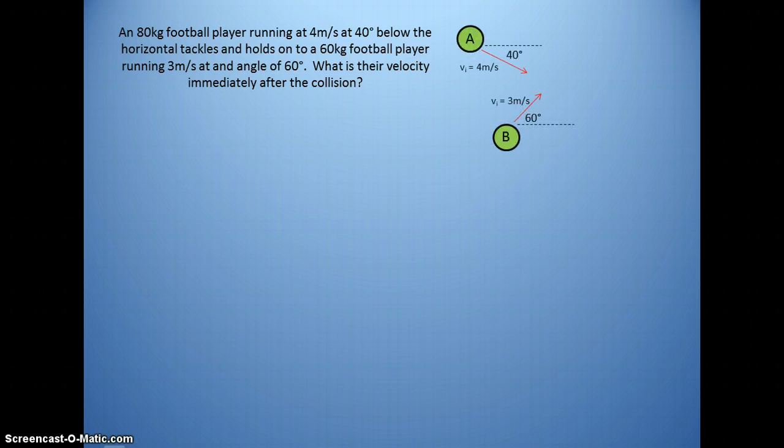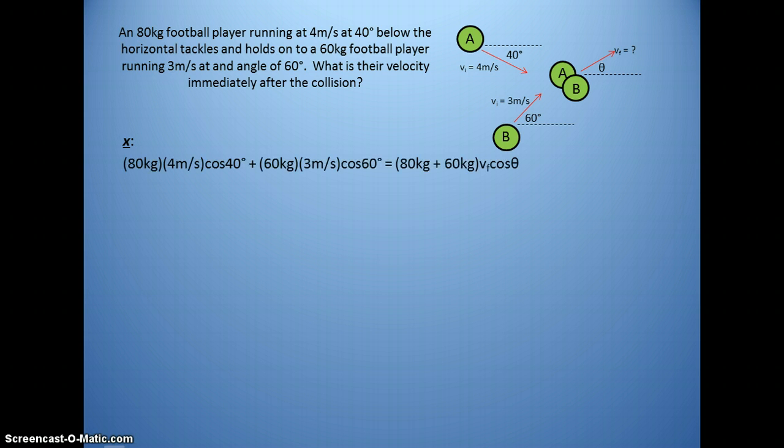I draw the picture of the initial conditions, as you can see here on the right. They stick together, so this is a perfectly inelastic collision. Afterwards, they are moving off at some unknown speed at some unknown angle. Just as before, we start with momentum in the x. You can see this long expression here. The only unknown is the VF cosine theta, so we reduce this down as much as possible, and we are left with VF cosine theta equals 2.39 meters per second.